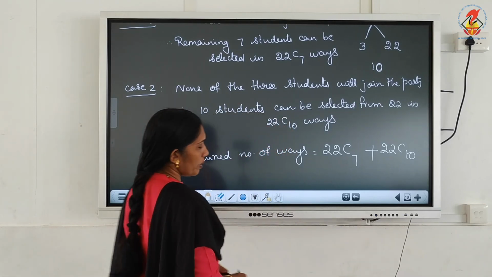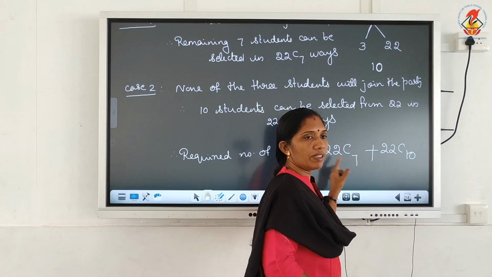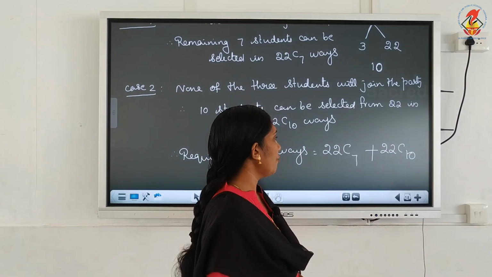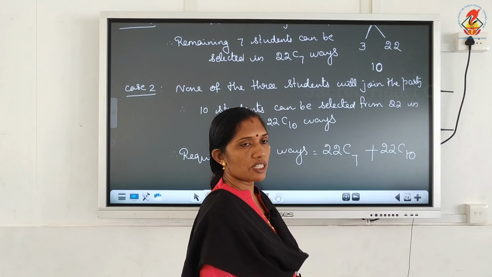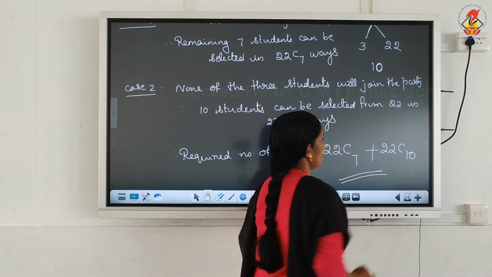And you can stop here since the calculation is difficult. 22C7 is 22 factorial by 7 factorial, then 14 factorial. So after cancellation, it is difficult to multiply. So in such cases you can stop.